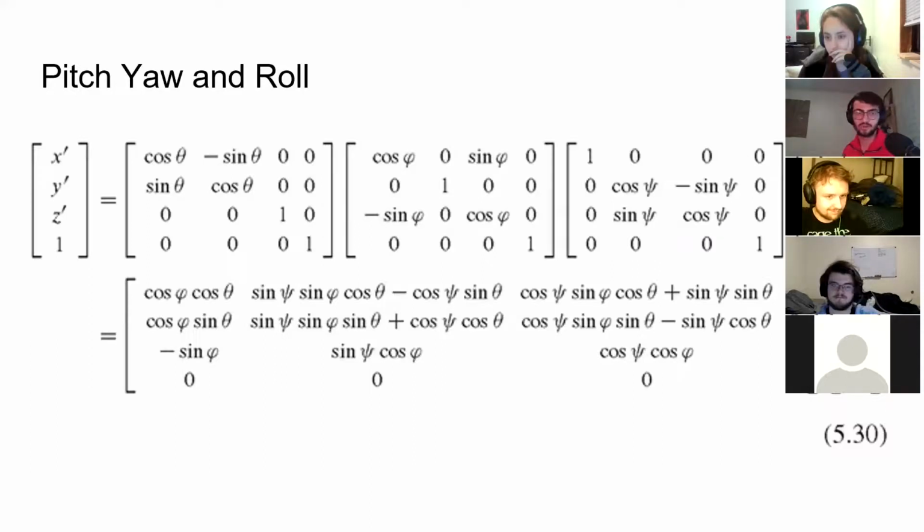Cool, pitch, yaw, and roll. We're going to talk about Euler angles now. So if you weren't already familiar, Euler angles are pitch, yaw, and roll. And so that's 3 rotation matrices that you multiply together, just like you would multiply quaternion matrices.